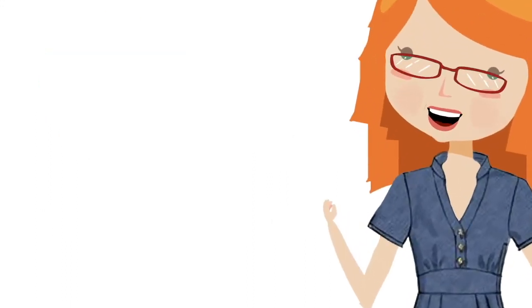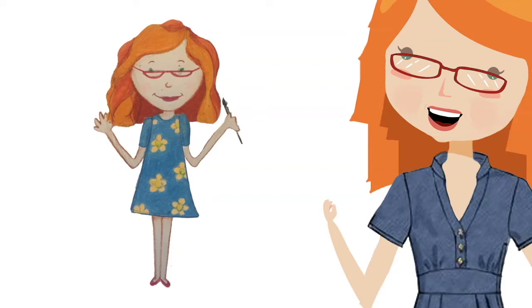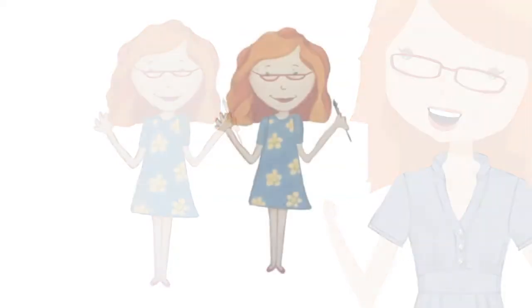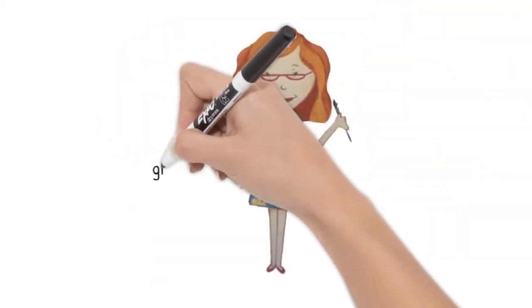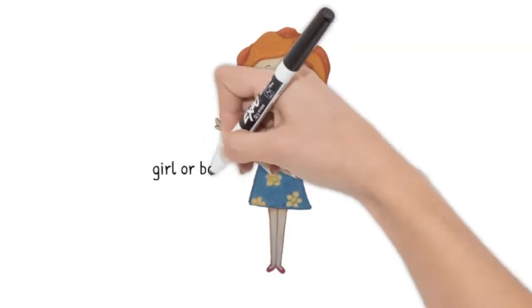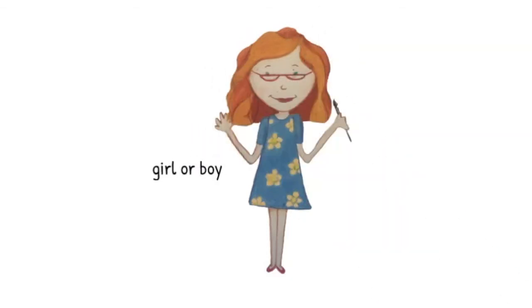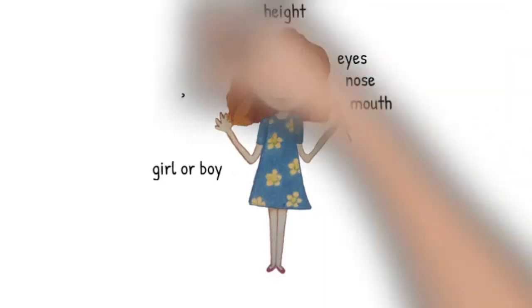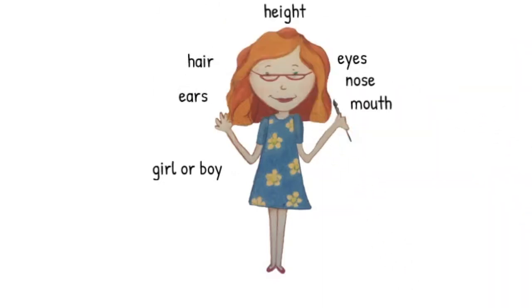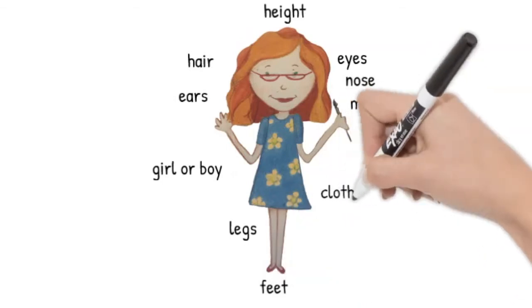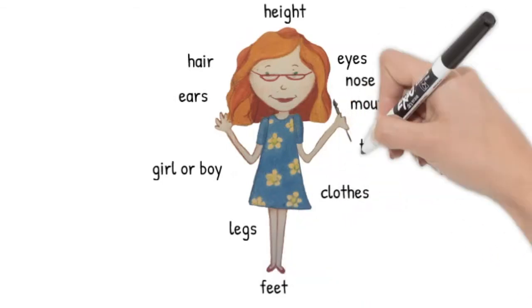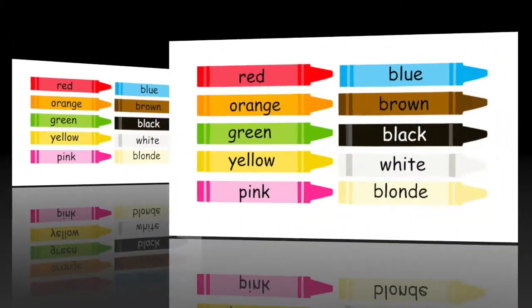Welcome back. You must have finished your drawing and now we are ready to add some labels. I have to describe myself to the penguin. I could tell the penguin that I'm a boy or a girl. I could describe my height, my eyes, my nose, my mouth, my ears or my hair, my legs or my feet. My brother could say he has stinky feet. I could also describe the clothes I wear or the things I like to do.